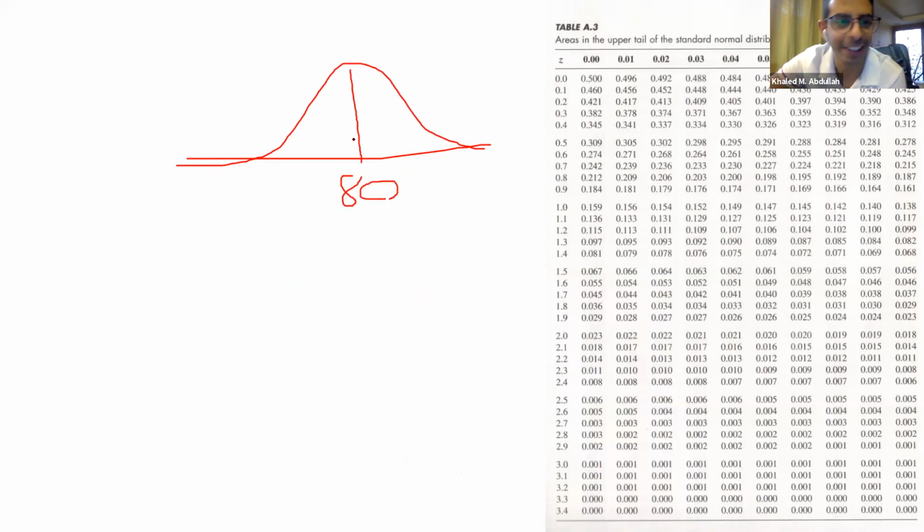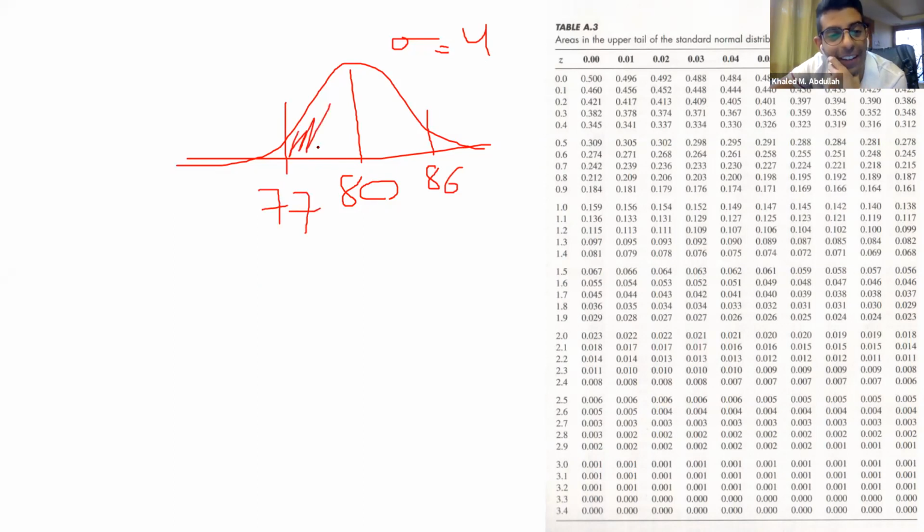Let's say a mean of 80, and sigma is 4. Now I want the percentage between 86 and 77. I want to find the chance of finding this. So this is the most complicated version of it. So you know what you have to do?